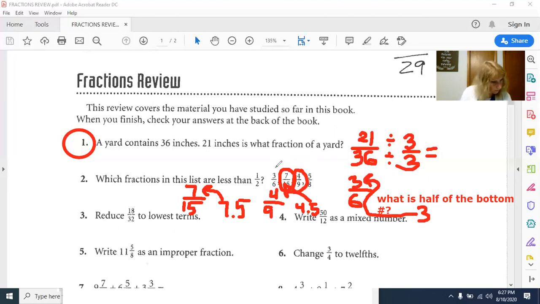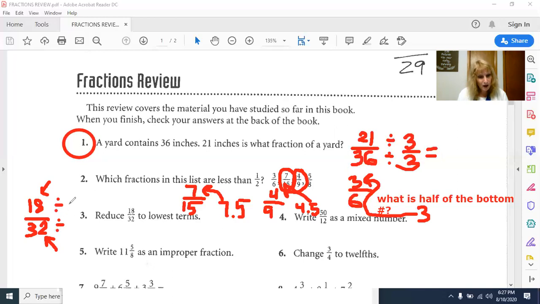Okay, going on to number 3, we want to reduce 18 over 32. We want to reduce that to lowest terms. So we need a number that's going to go into both 18 and 32. I know that 3 is not going to work, because if I add up 3 plus 2 on the bottom, I get 5, and that's not divisible by 3. So I know for sure that 2 is going to work because you have an even number. If you have an even number there and there, 2 will always work. Maybe there's a bigger number, but we're going to start with 2 and see where we get to.